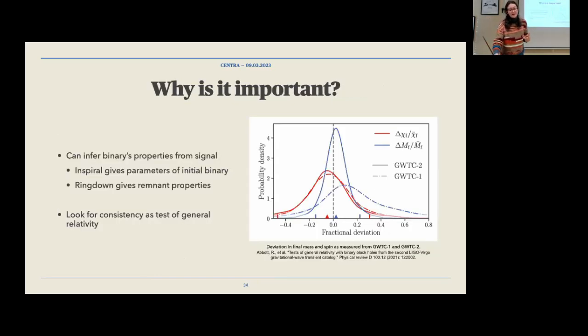And in particular, as you'll know, this is really important because these quasi-normal mode frequencies are defined by the mass and the spin of the remnant black hole. And so if we get the ringdown frequency of the system in our model wrong, then we will incorrectly infer the mass and spin of the remnant black hole.